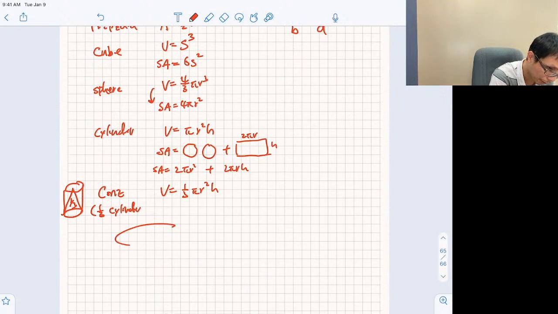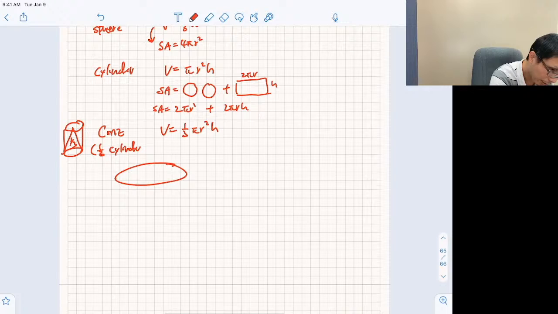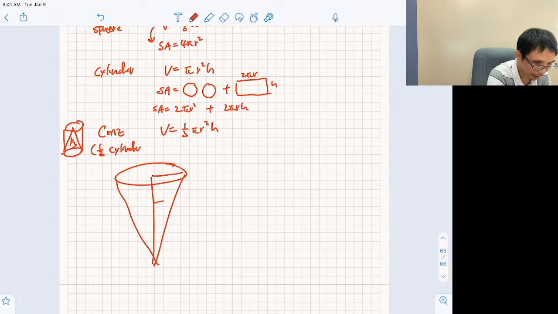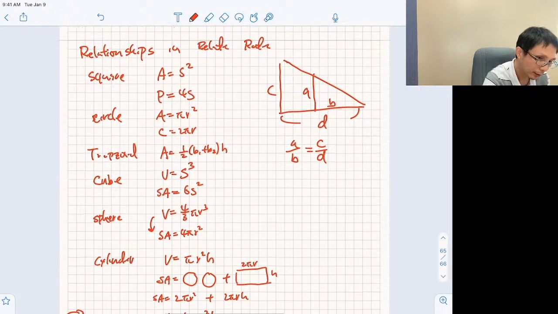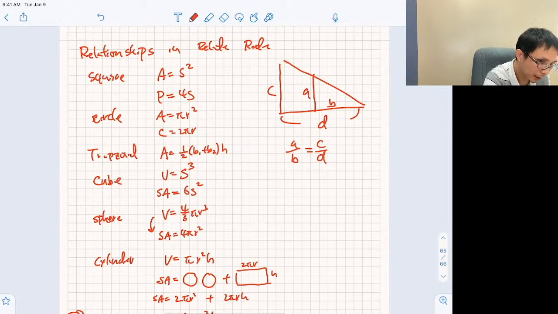But that could occur in a cone too. If you have a cone like this, there was a cone problem last year that you did. There was a similar triangle that happened there. Okay, so similar triangle is a big one. The next big one with a ladder problem usually is the Pythagorean identity: A squared plus B squared is equal to C squared.